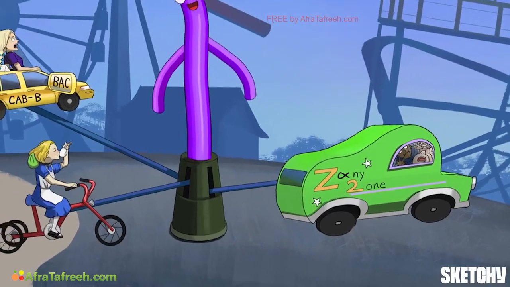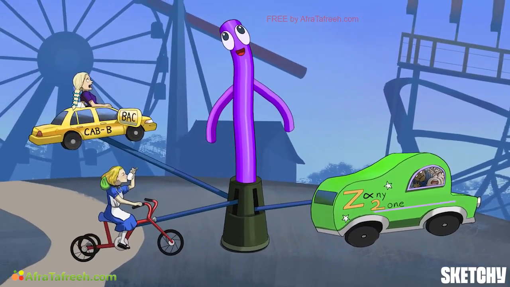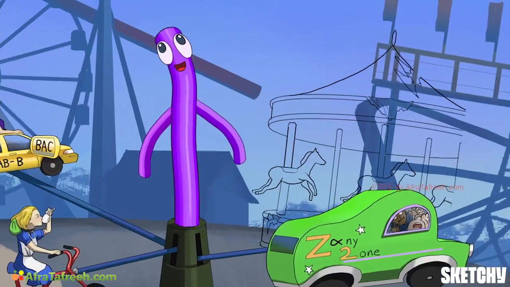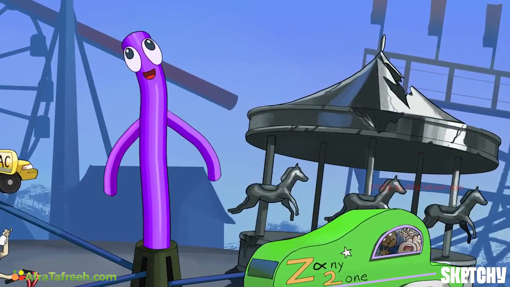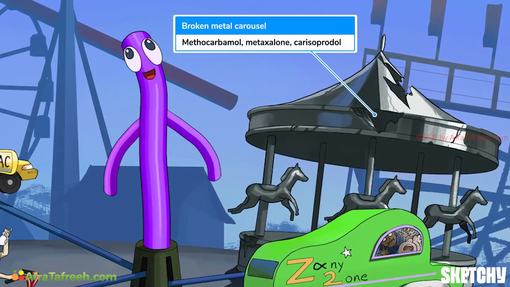Okay, so these are three important central acting skeletal muscle relaxants to remember, but there are a few others we should mention. Methocarbamol, metaxalone, and carisoprodol. We've symbolized these drugs with a broken metal carousel near the back of our scene. Methocarbamol and metaxalone provide temporary relief of muscle spasms, while carisoprodol, well, should never be prescribed due to extremely high rates of physical dependence and withdrawal side effects.